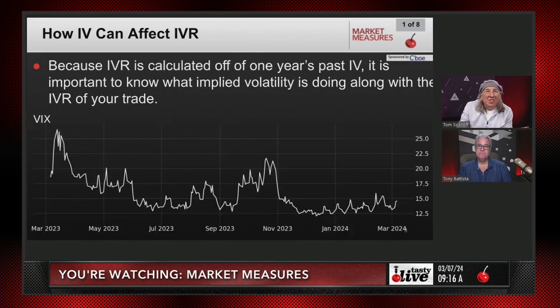Let's go. Because IVR is calculated off of one year's past IV, it is important to know what implied volatility is doing along with the IVR of your trade. If you look at the last year, implied volatility has been low for what feels like a year. So with implied volatility super low for the last year, any uptick in implied volatility is going to create really high IVR because we've had a low base.